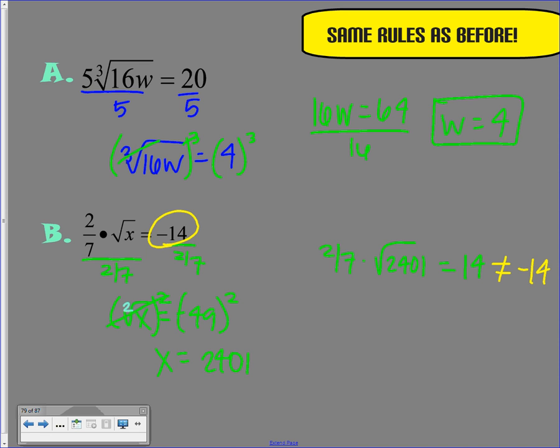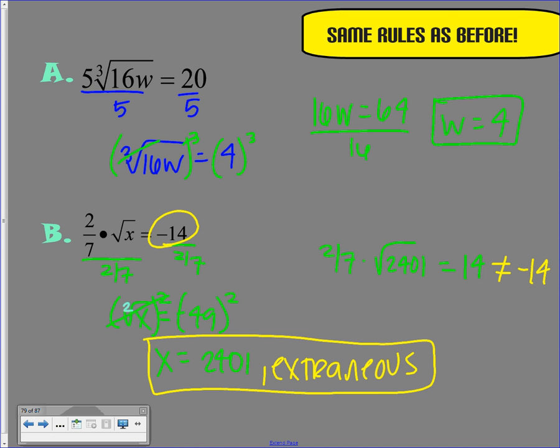So this answer is called extraneous. And what extraneous means is when you plug it back in, it doesn't actually work. So we did our math right, but because of this negative right here being squared and canceling out, it means when we actually plug it back in, it doesn't work.